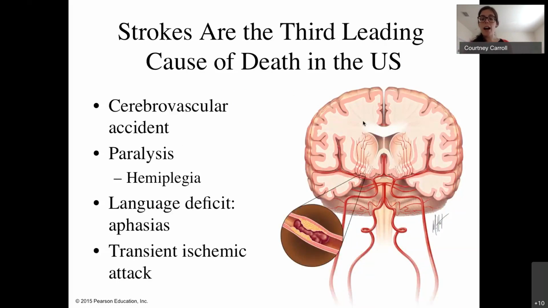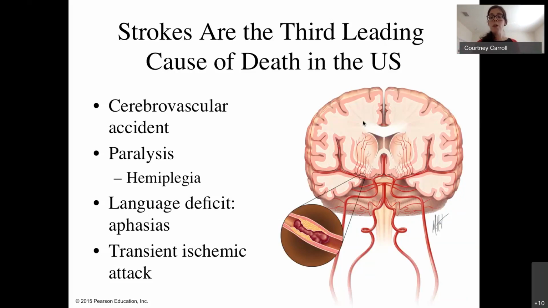So if you have a blood clot in your motor areas, you're going to lead to paralysis. This can be usually a hemiplegia, or one half of the body will be affected. If you have a blood clot on the left side of your brain in a motor area, the right side of your body will go numb, you'll be unable to move the right side of your body specifically. And if you have it on the right side of your brain, the left side of your body, you'll be unable to move that side of your body.